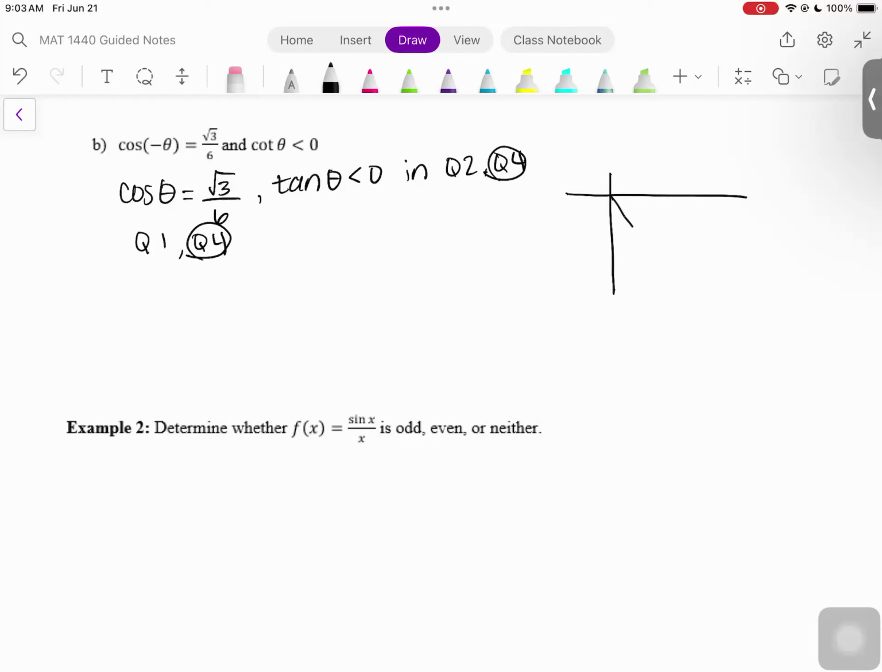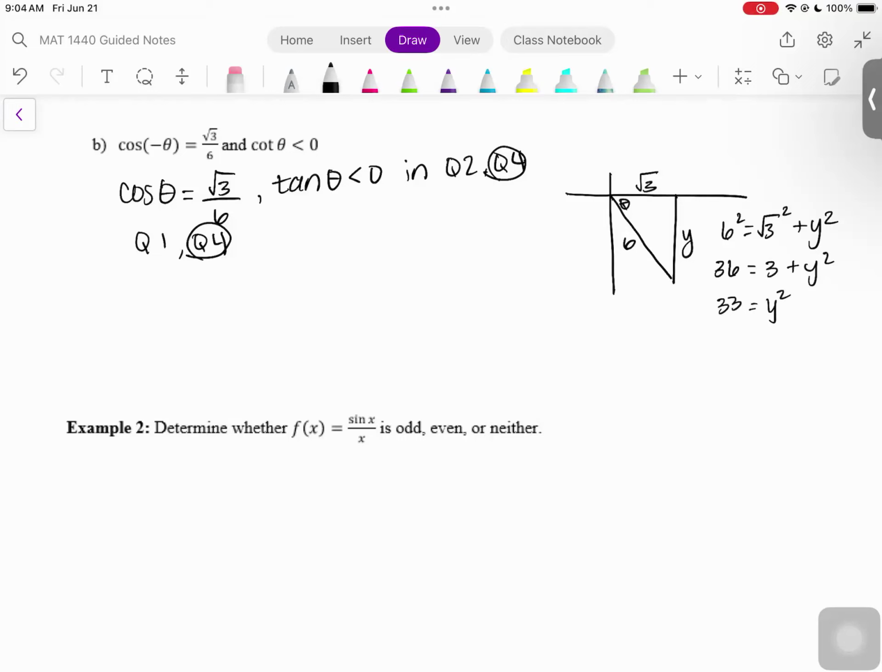Setting up our angle in quadrant 4, cosine was given as the square root of 3 over 6, which is our adjacent side to theta. So the square root of 3 is the adjacent side and 6 is the hypotenuse. Now we need to find the y value using, again, the Pythagorean theorem. 6 squared is equal to the square root of 3 squared plus y squared. 36 is equal to 3 plus y squared. y squared is equal to 33. And now we need to take the square root of both sides to get y by itself.